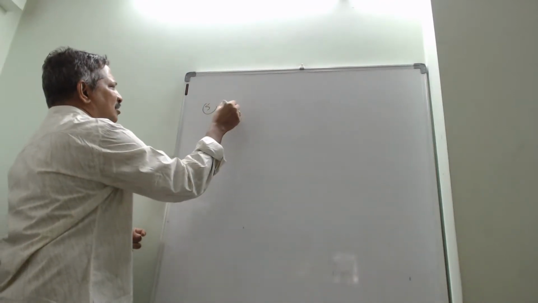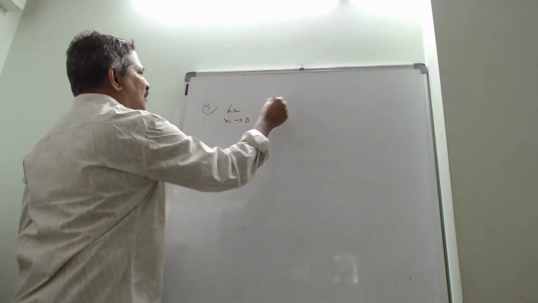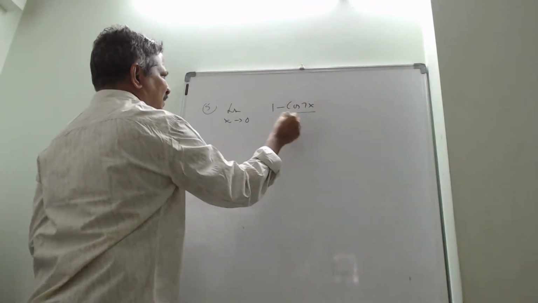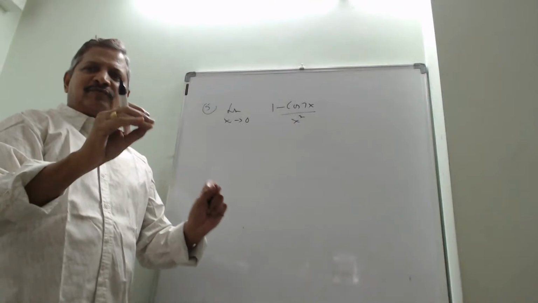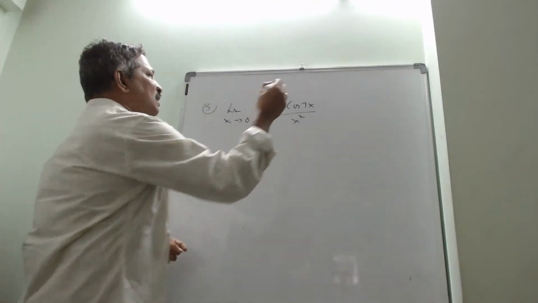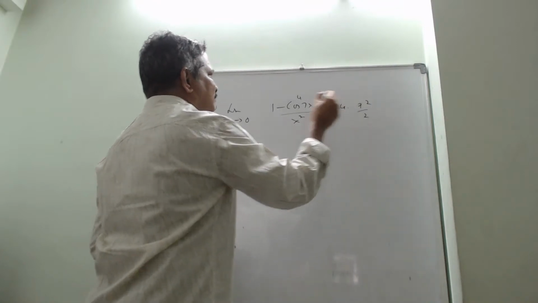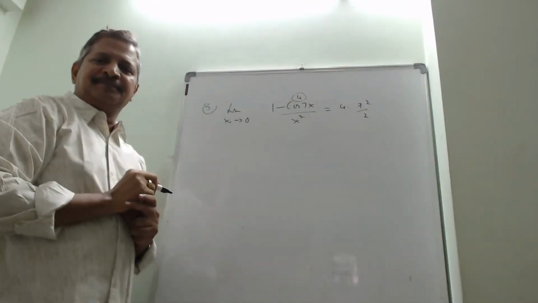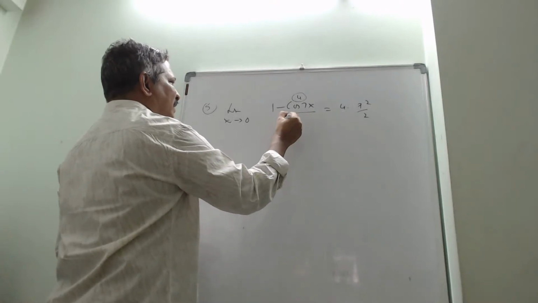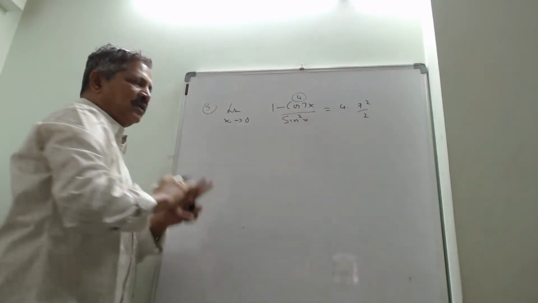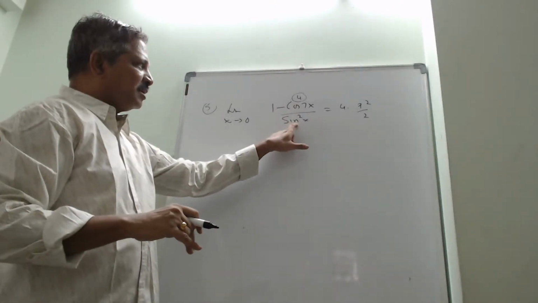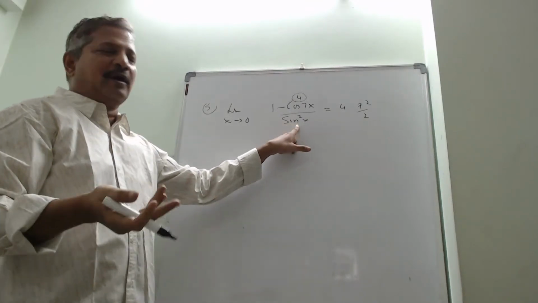Next thing is the limit as x tends to 0 of (1 minus cos 7x) by x square. It is 7 square by 2. No need of doing. If it is power 4, then 4 into 7 square by 2. This extra power is there. Now, if this is x square, it is sin square x, no difference. 7 square by 2, because square term or tan square term all are same.